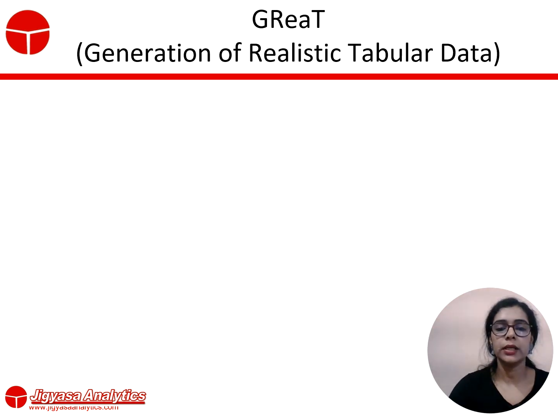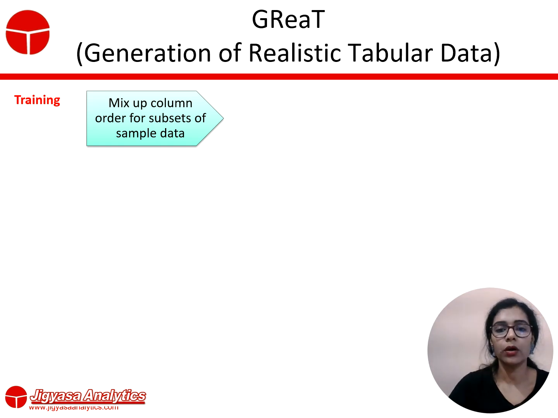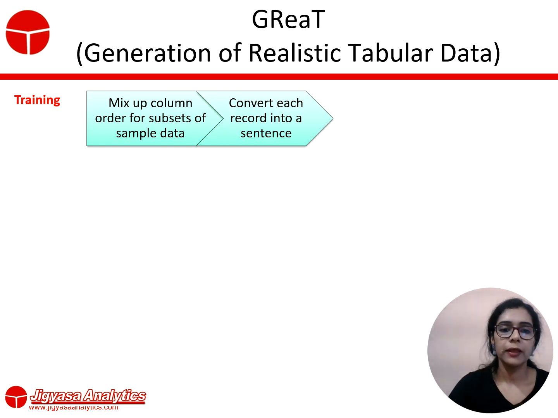Let's walk through how GREAT actually works by breaking the whole procedure into two main stages, training and sampling. The training phase starts with the shuffling of the columns. This prevents the model from memorizing the column position and encourages it to learn the relationship between the variables more flexibly. Then it converts the records to sentences. Each row of the tabular data is transformed into a natural language sentence. For example, age is 39, gender is female, income is 50K. This makes the input data more LLM friendly.